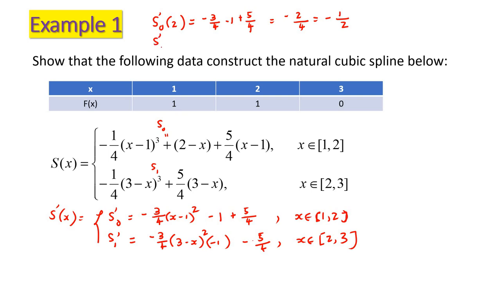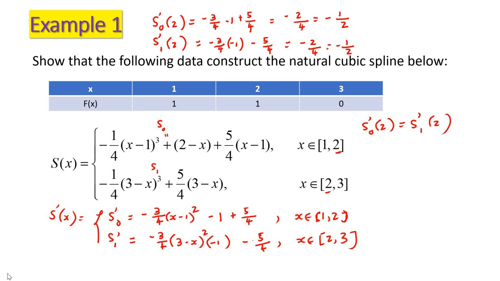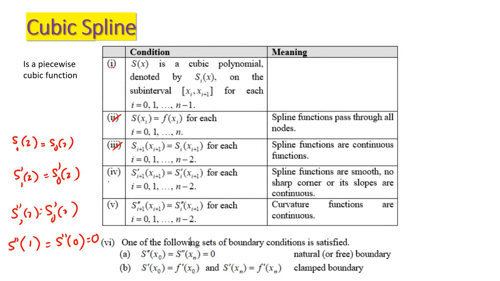Then we find S prime 1 when x equal to 2, the second one. So x equal to 2, 3 minus 2, you have 1. So this is negative 3 over 4 times negative 1 minus 5 over 4. So negative 5 plus 3, negative 2 over 4 is negative half. So you have shown that S prime node when x equal to 2, because the connecting point, equals S prime 1 when x equal to 2, which is this condition.